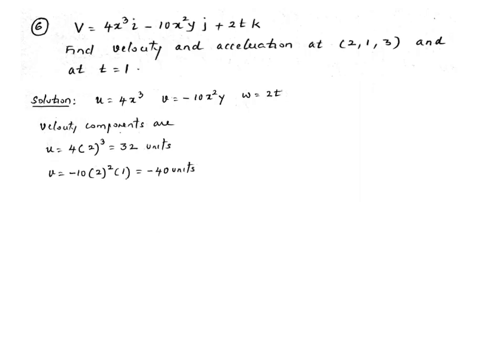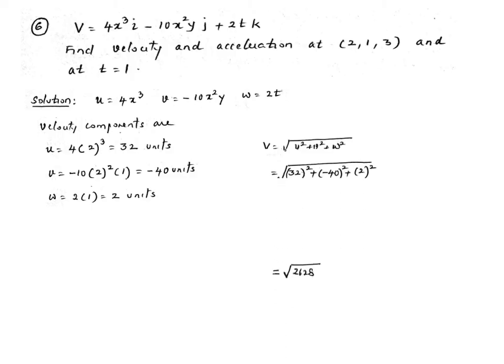Velocity v, if we substitute in minus 10x square y, so like x and y, we'll get minus 40 units, and w is 2 units because time is 1 second. So therefore you can find out the velocity vector. The magnitude of the velocity is the root of u square plus v square plus w square, which gives 51.26 units, which can be meter per second.